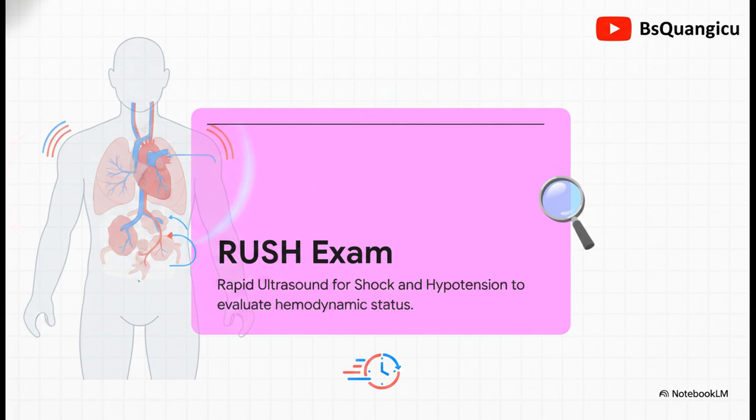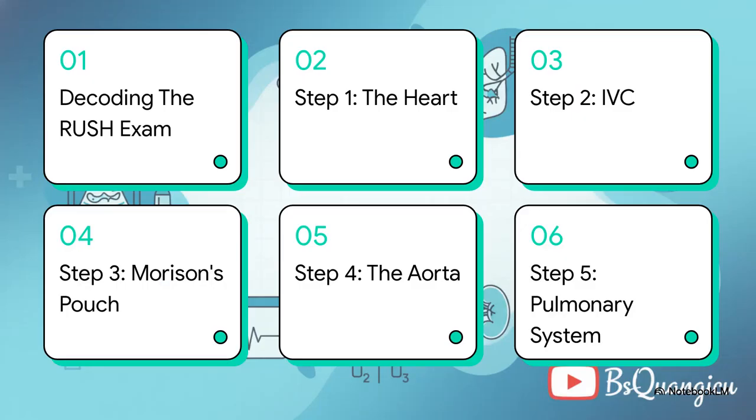We're talking about narrowing down the exact etiology of the shock in maybe 2 to 5 minutes. It's incredible. Okay, let's dive right into this step by step. First, we'll decode the RUSH exam framework itself, and then hit the 5 key anatomical stations: the heart, the inferior vena cava, Morison's pouch, the aorta, and finally, the pulmonary system.